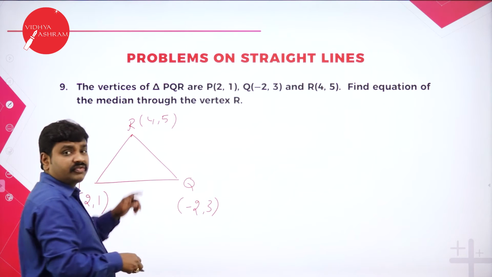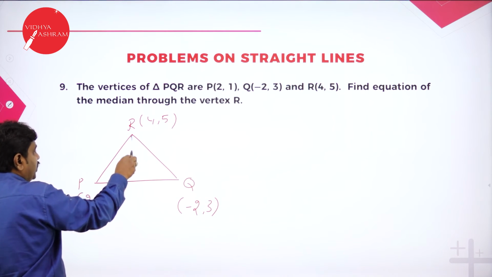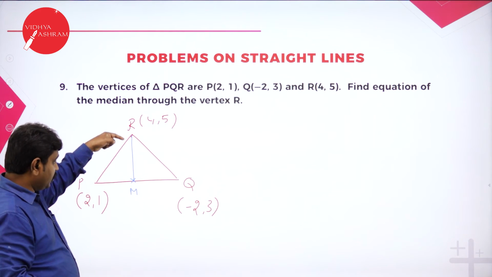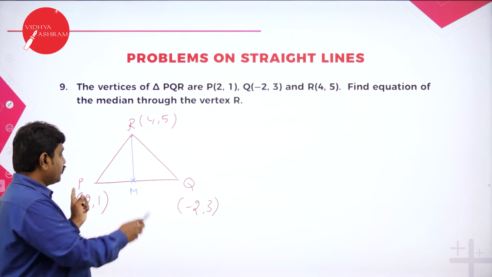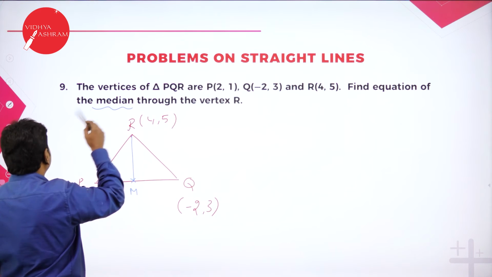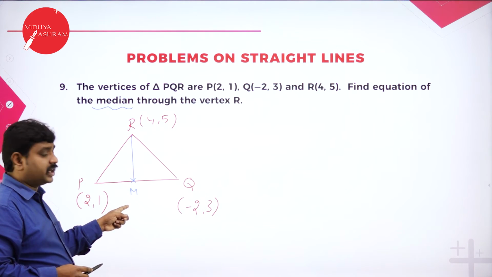Now they want the equation of median through R. So I'll draw a median. Median means a line which cuts from R. When you draw the line, it should touch the midpoint of PQ. RM is the median. They want you to find the equation of the median. If you want the equation of the median, first you should find M.